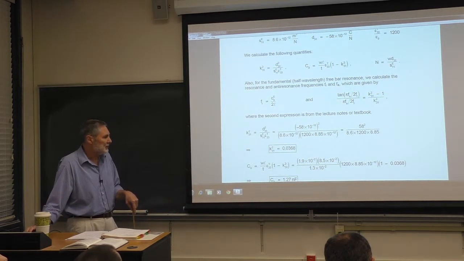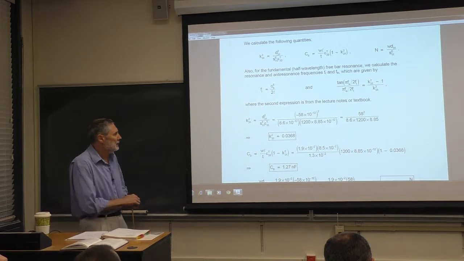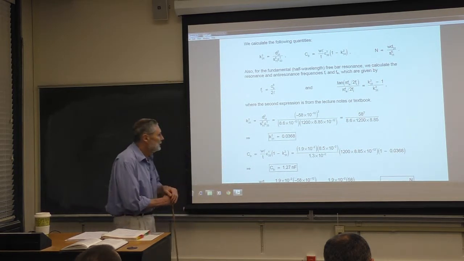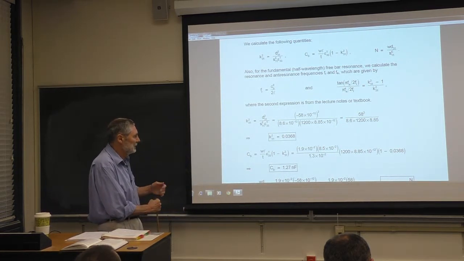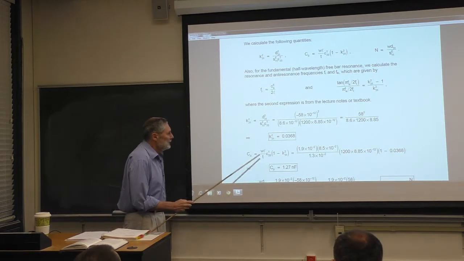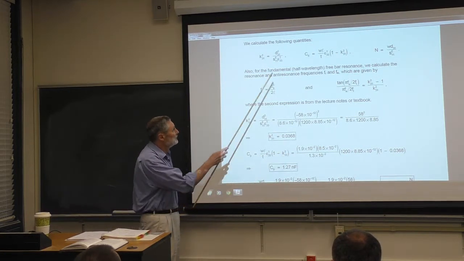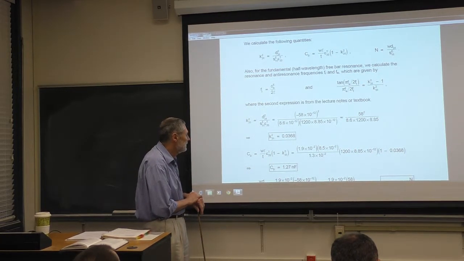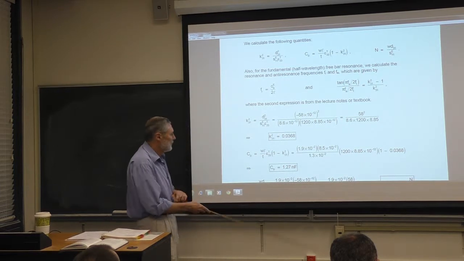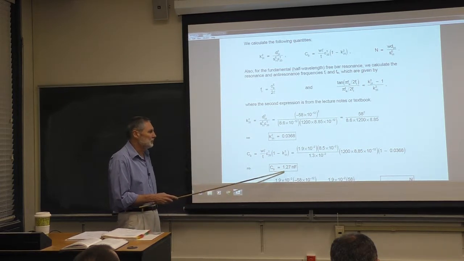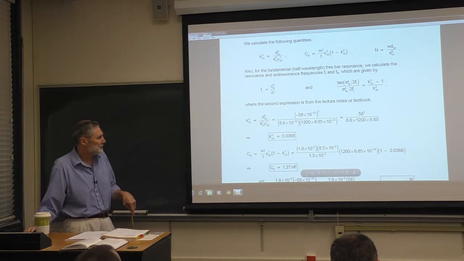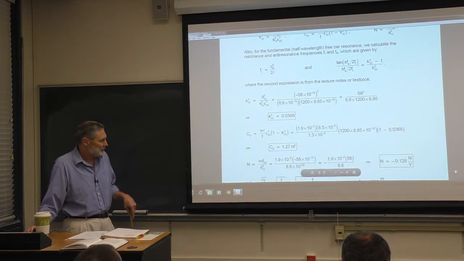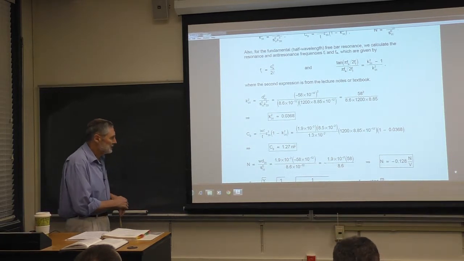The blocked capacitance, you're well familiar with this from the laboratory. And in lecture, we've seen this a lot. This is the formula, same as up there. So plug the numbers in, and we get, this is typical, nanofarads, 1.27 nanofarads. Again, everything's in SI units here, so the result has to be in farads, and I get 1.27 times 10 to the minus 9th, which is a nanofarad.